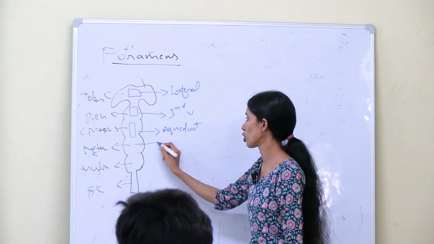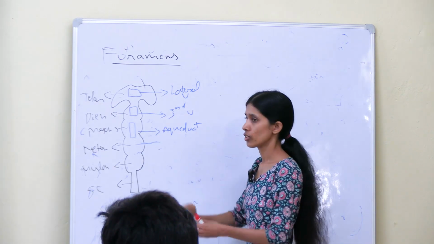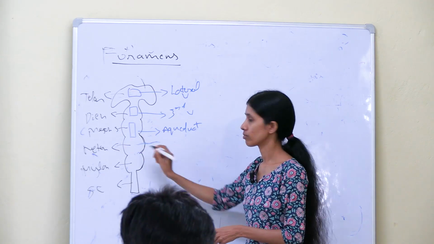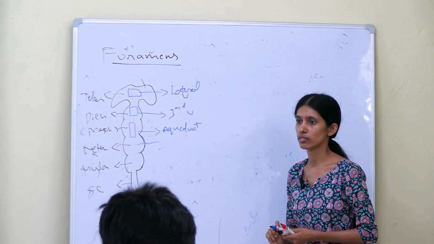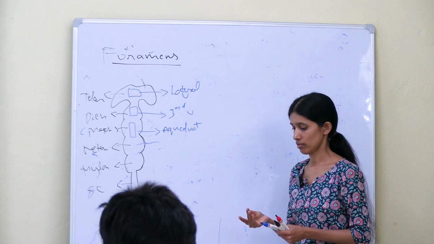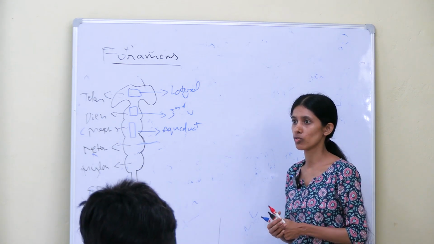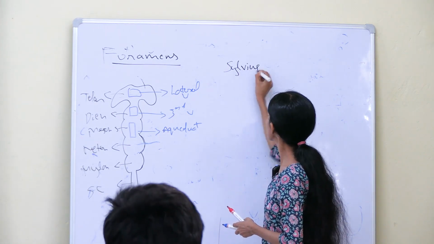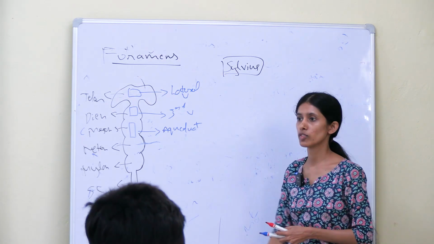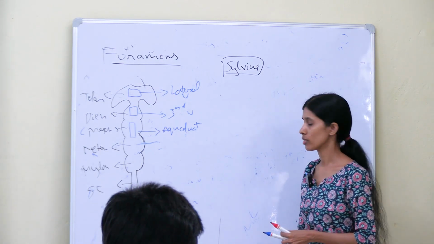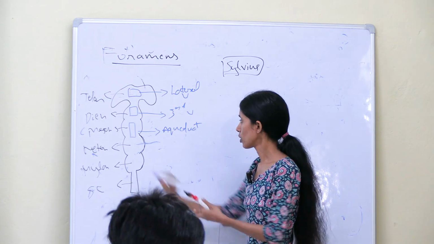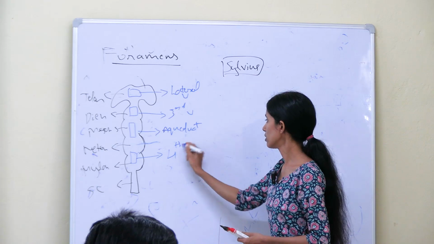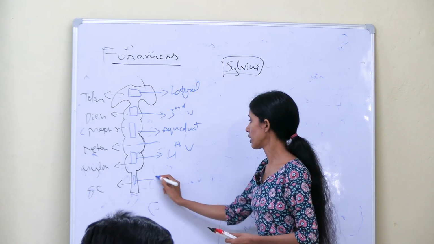Cerebral aqueduct. It is also known as the aqueduct of Sylvius, S-Y. Aqueduct of Sylvius. Okay. Next. Which ventricle is present here? 4th ventricle, followed by the central canal.